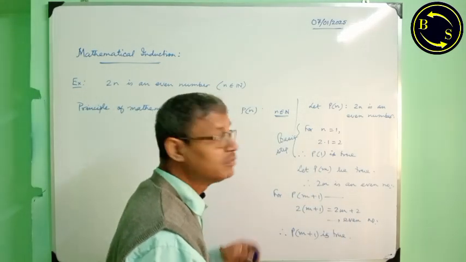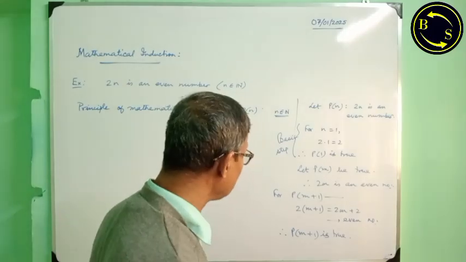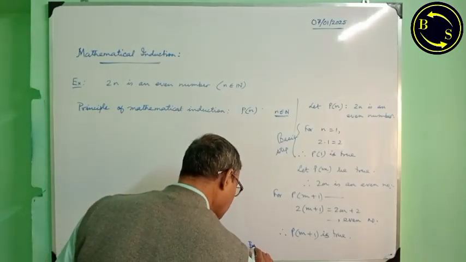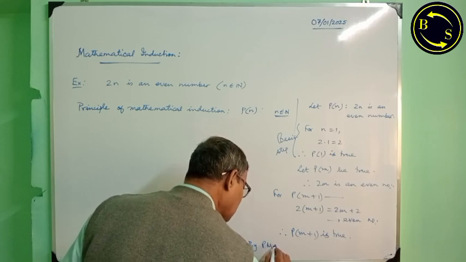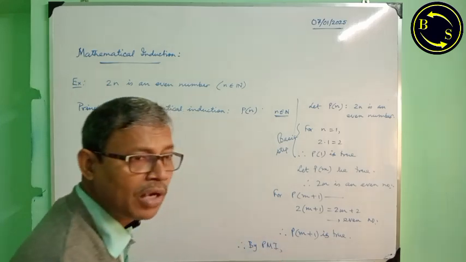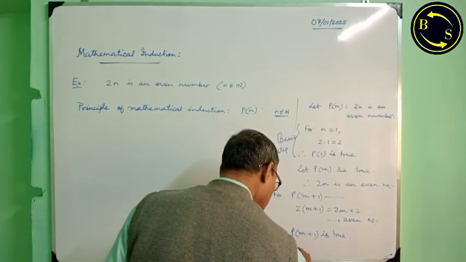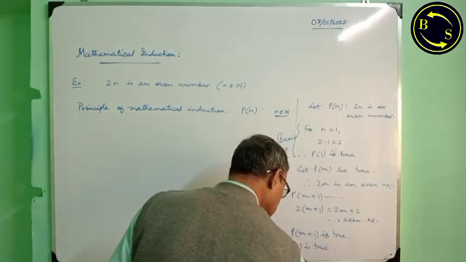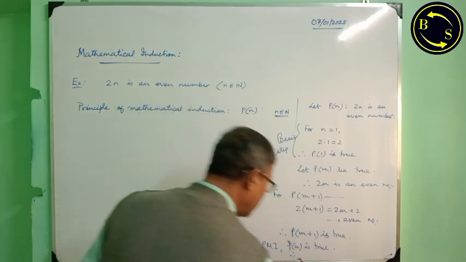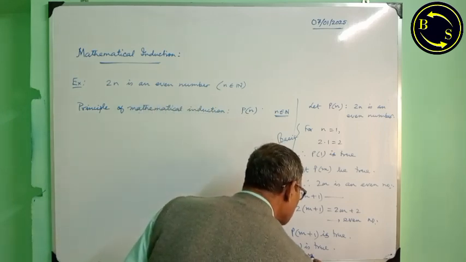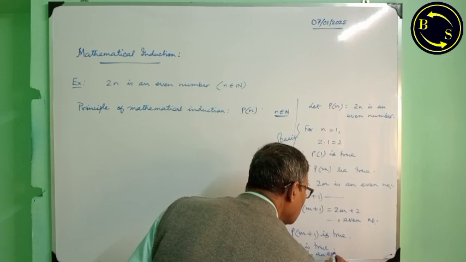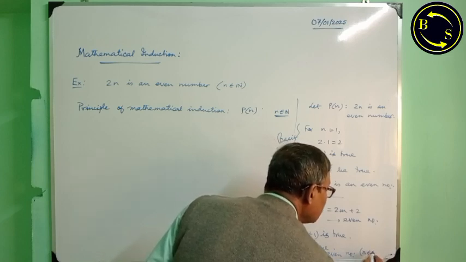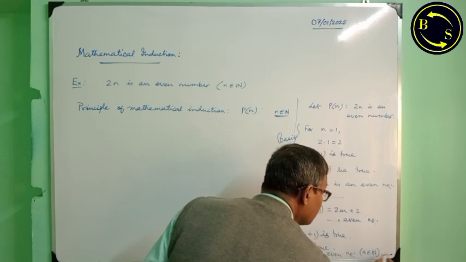Then we mention the principle of mathematical induction. Therefore, by PMI, I write in short, PMI, Pn is true. Therefore, the final conclusion: 2n is an even number, n is any natural number.